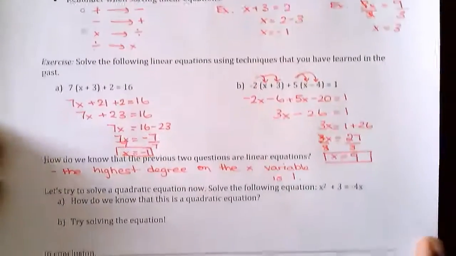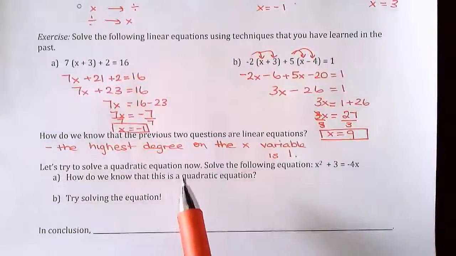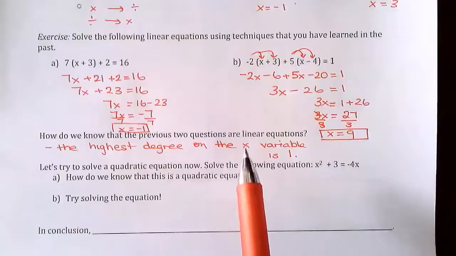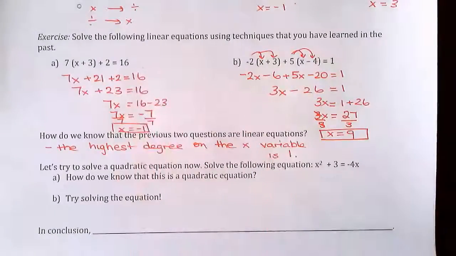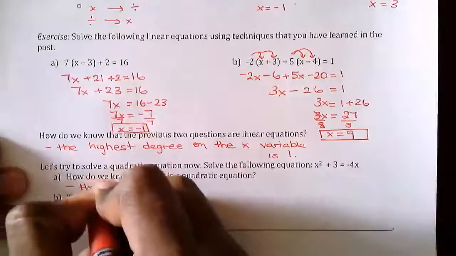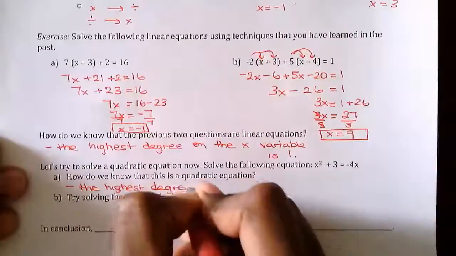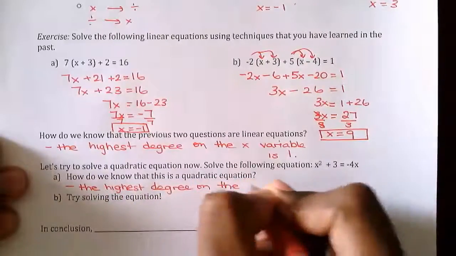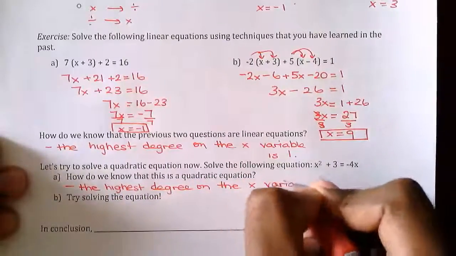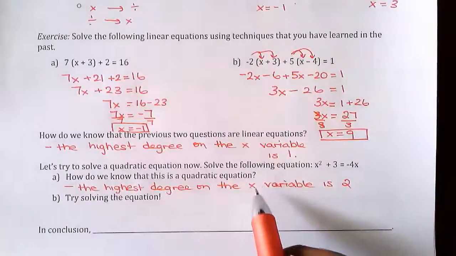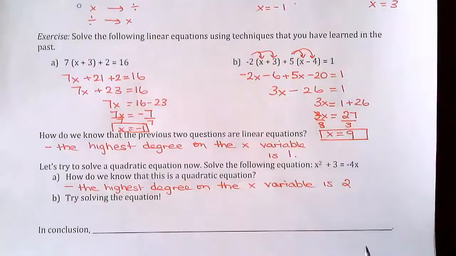So now let's use the techniques we've learned to try to solve a quadratic equation. So solve the following quadratic equation. How do we know that it's a quadratic equation? Well, same logic that we used to know that these were linear equations. The highest degree on the x variable is 2. Again, you can use any variable here, but regardless, its highest degree will be 2.